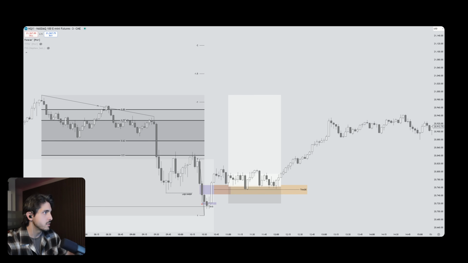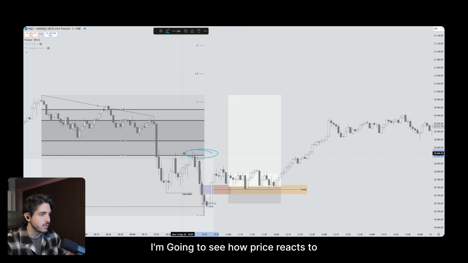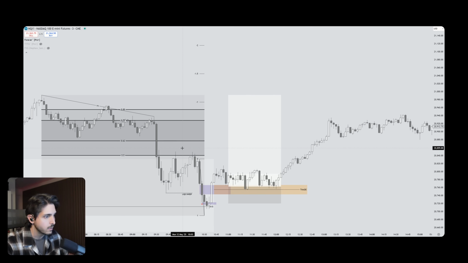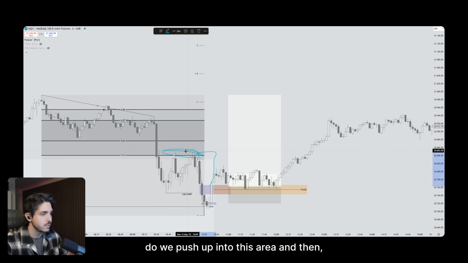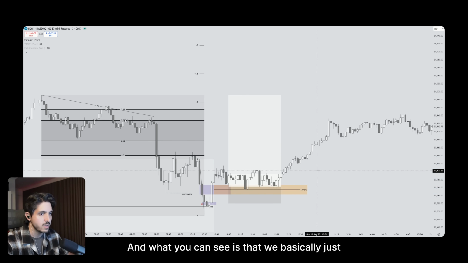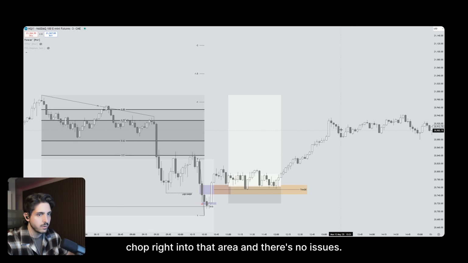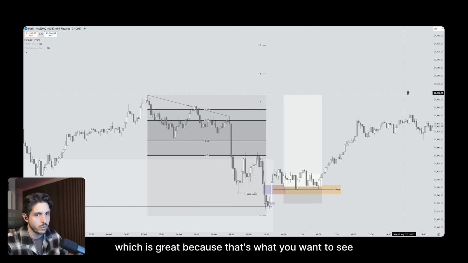Obviously, because we do push back into premium right here, I'm going to see how price reacts to these highs here, right? Do we push up into this area and then sell back down, right? I want to see how it reacts. And what you can see is that we basically just chop right into that area, and there's no issues. We just continue to grind higher, which is great because that's what you want to see in the trade, right?